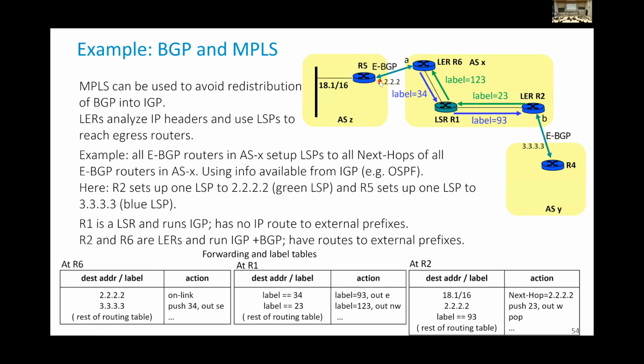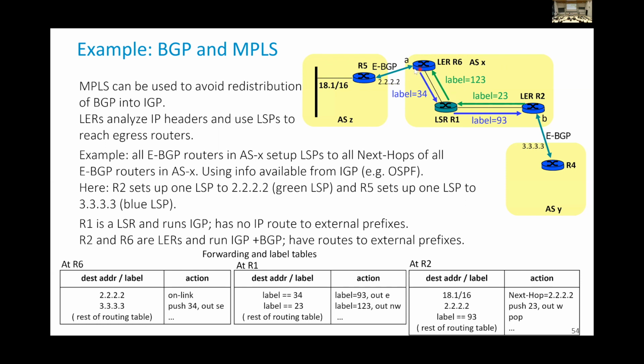So for example, when router R6 learned by eBGP a route that has next hop 222 and accepts this route, it will create a label switch path by using SDN or whatever mechanism is used inside this domain to create paths that involves creating a label switching entry into R1. And then, for example, the values are 34 and 93 here.